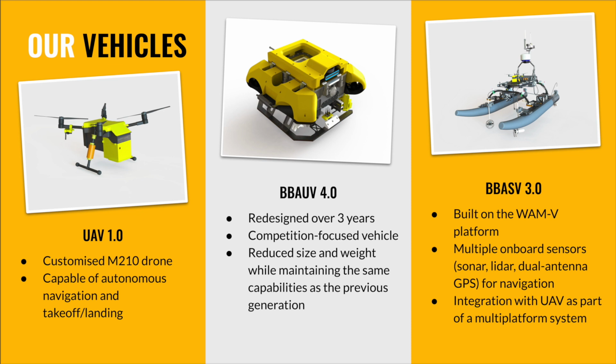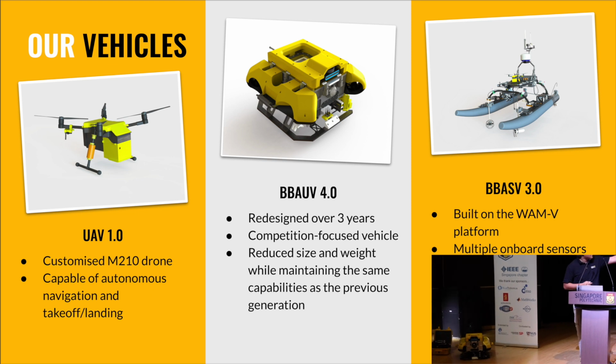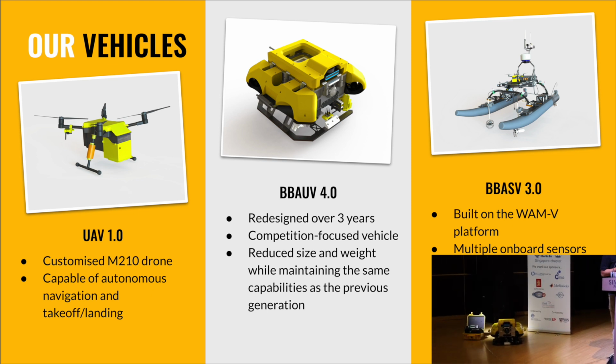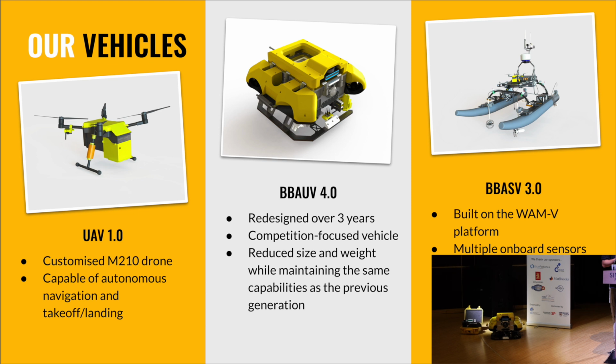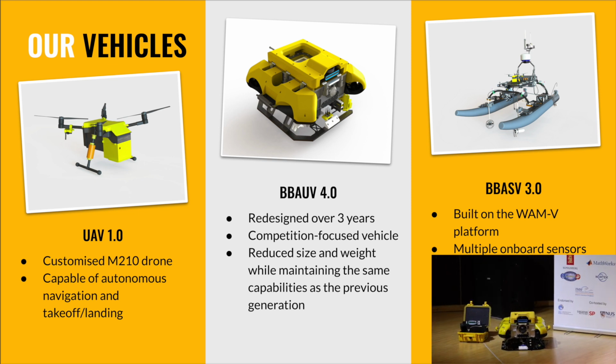On the left and right, you can see our newest vehicles that we are taking to a competition in November in Australia. On the right is our surface vessel, built on the WAM-V platform, and it has multiple onboard sensors for navigation and localization. It also integrates with the drone on the left, as you can see.